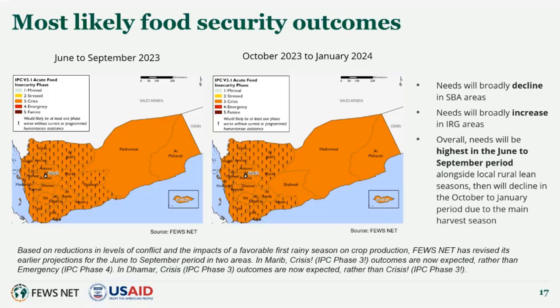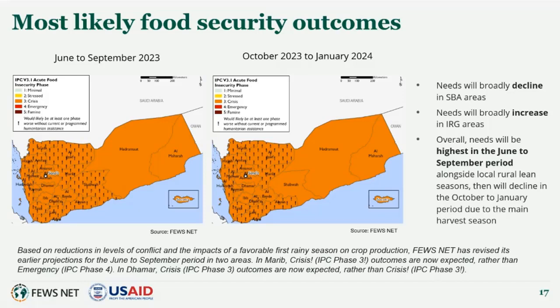Now, across the country, we expect needs to be overall highest in the June to September period, when rural households will experience seasonally low availability of food and income during their local lean seasons. Following this, in the October to January period, the main harvest season will improve availability of seasonal food and income, driving an overall slight decline in needs. However, these shifts will be relatively slight compared to the total size of the population facing food consumption gaps and crisis, IPC Phase 3 or worse outcomes.